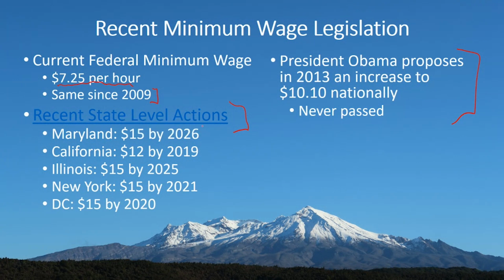Now, this link here, if you go into the PowerPoint and click on that particular recent state level actions, it'll take you to minimum wages for all of the states in the United States. And if you're interested, you can take a look at some of the comparisons there. But here's just a few of them. Note that Maryland is scheduled to increase their minimum wage to $15 by 2026. California up to $12 last year. Illinois, $15 by 2025. New York, $15 minimum wage by 2021, next year. And DC is up this year to a $15 minimum wage, as are other cities like Seattle, I think San Francisco, perhaps Portland out in Oregon.